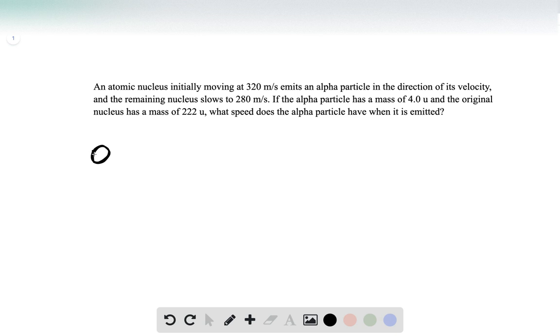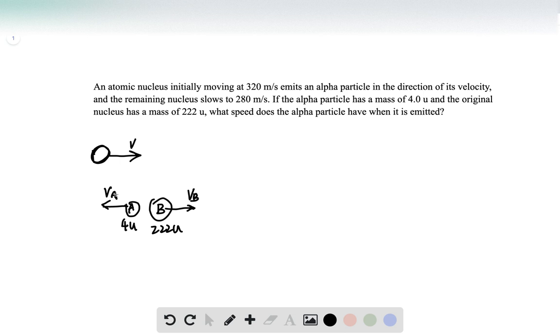So let's first draw a graph of what's happening. Initially, we have this nucleus that was traveling, and let's say it's traveling with a speed of v. And afterwards, it departs into two different particles. The remaining of it, let's just call it A and call it B. This A could be the alpha particle. So this alpha particle will be moving in a direction, and the remaining of the nucleus, that's 222 U, is moving with a changed velocity VB, and this is VA.